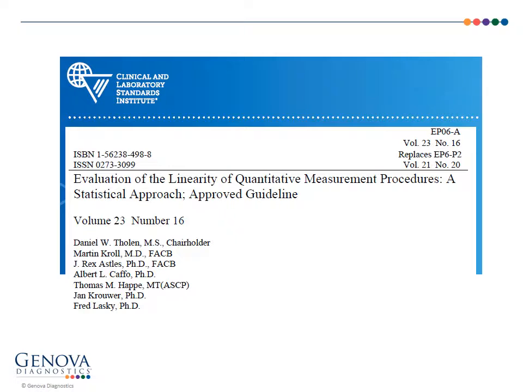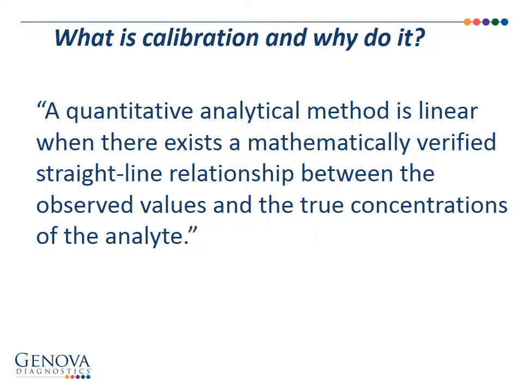So this particular one is the evaluation of the linearity of quantitative measurement procedures, a statistical approach. So what do they have to say about calibration? A quantitative analytical method is linear when there exists a mathematically verified straight line relationship between the observed values and the true concentrations of the analyte. Now this is kind of heavy, and those documents are all pretty heavy, so we're going to break it down into plain English.